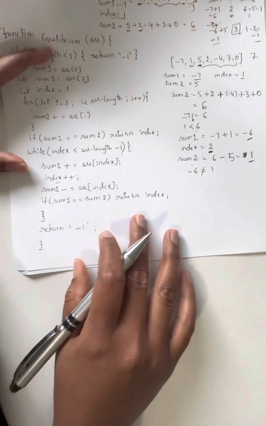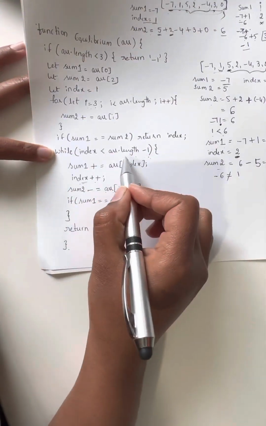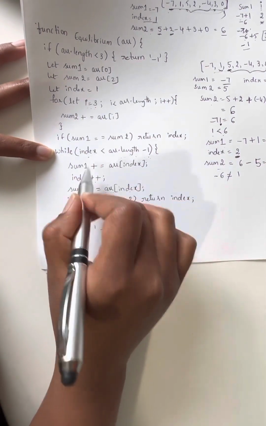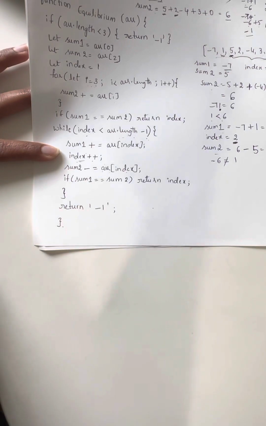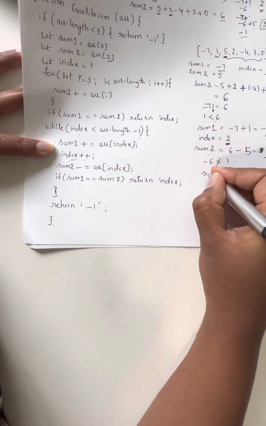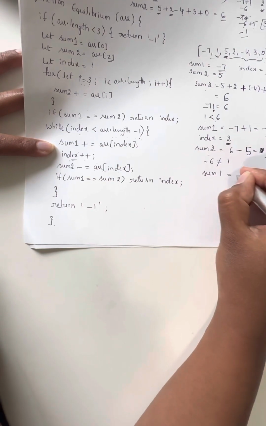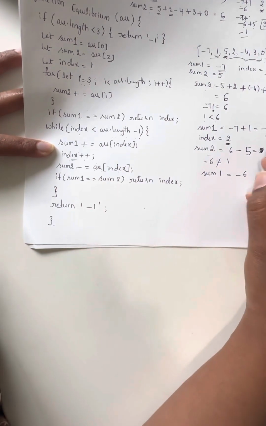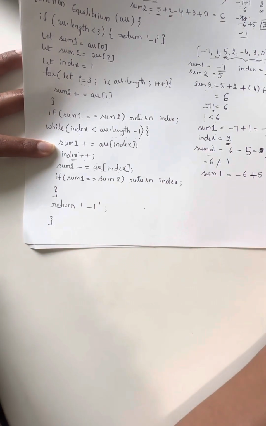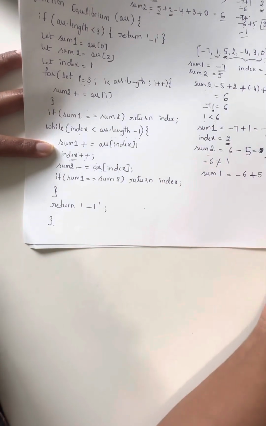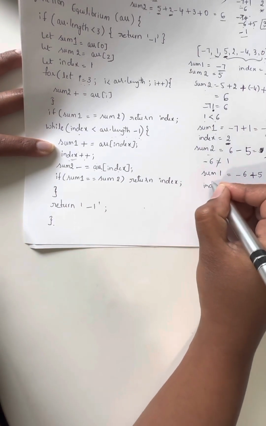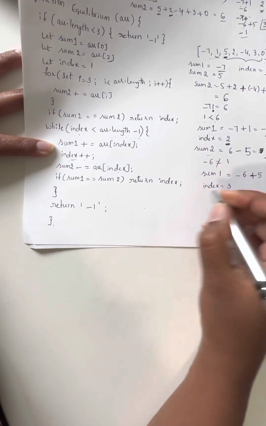So the while loop is again started. The index is at 2. 2 is still less than 6. So for the sum 1 we are going to add, sum 1 is minus 6. We are going to add the element at index 2, which is 5. It becomes minus 1. The index is incremented, so it becomes 3.